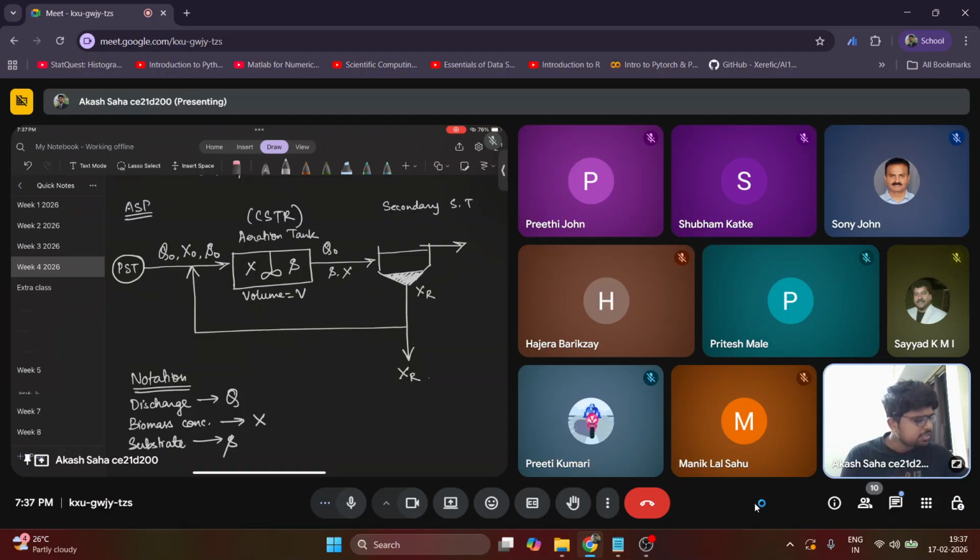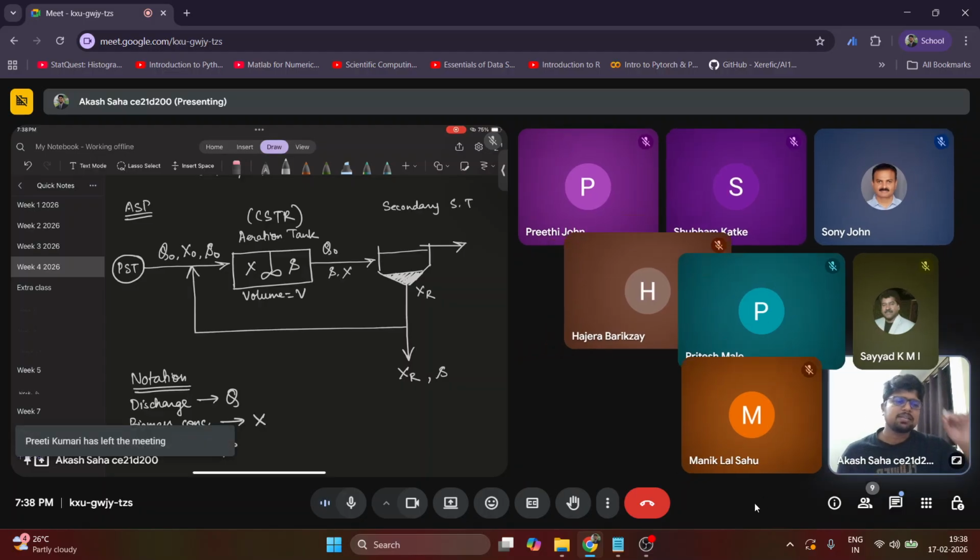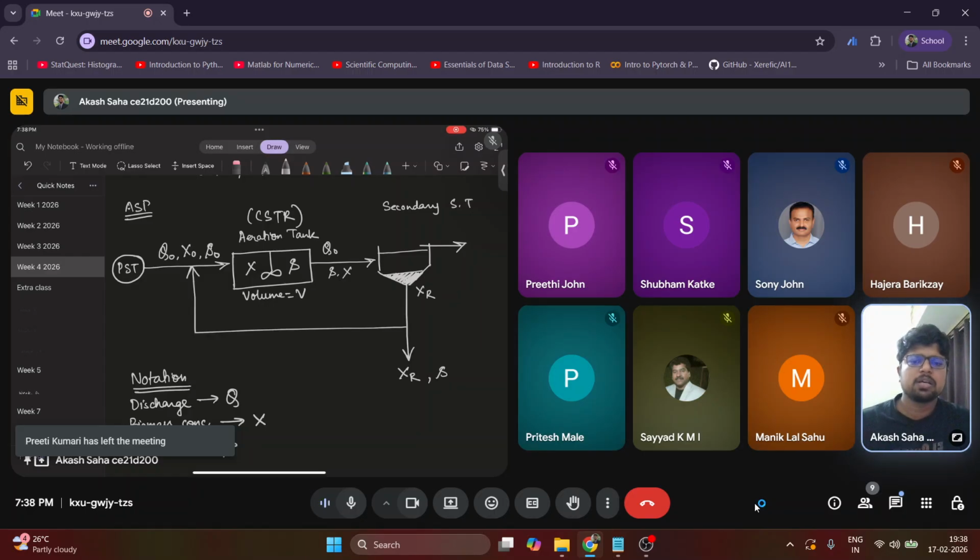And there will be no change in the substrate, because there is no settling of substrate, as it's in dissolved form. So it will be staying as S only. And I said that inside the secondary sedimentation tank, some Q naught is coming in. From that Q naught, some QW is what I am wasting. I don't know what this QW value is, but some QW is getting wasted from the settling tank, right?